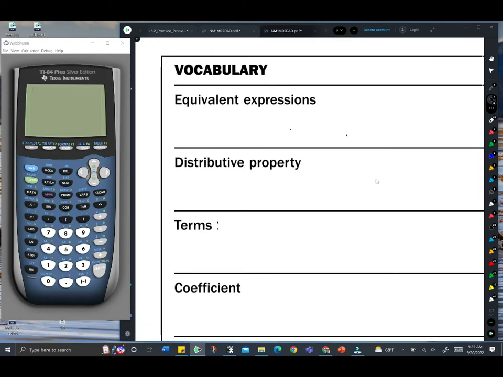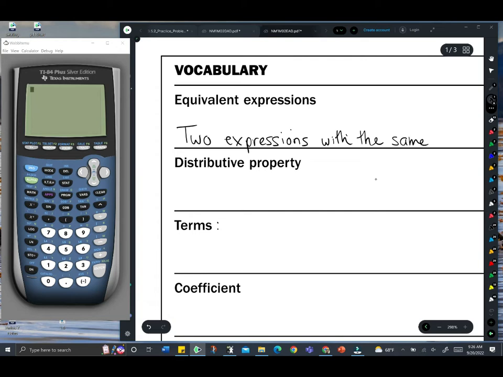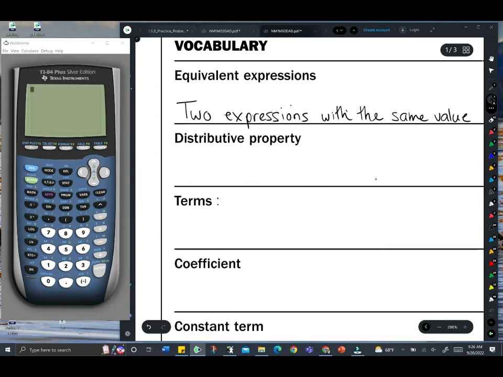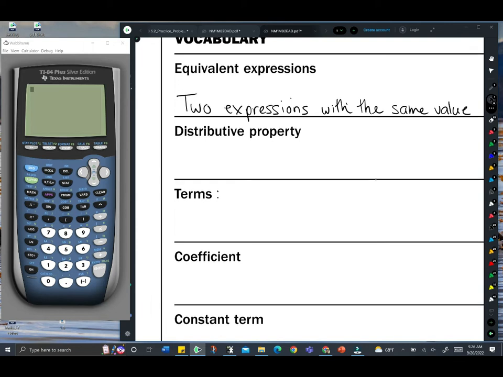We're going to start out with some vocabulary here. Basically, equivalent expressions are two expressions that have the same value. And where the real money is today, the distributive property.